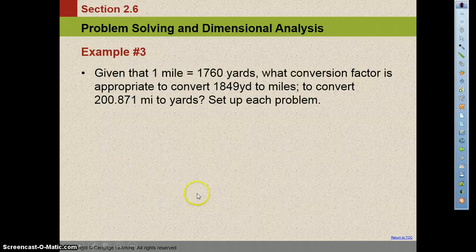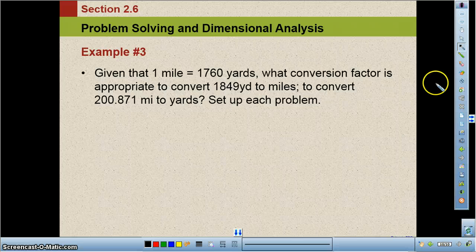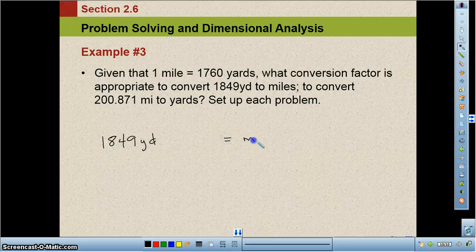Let's look at example 3. This is one of the problems that you have for homework tonight, so let's take special notice of it. It says, given that 1 mile is 1,760 yards, what conversion factor is appropriate to convert 1,849 yards to miles? So the question is, am I going to use 1 mile over 1,760 yards, or will I use 1,760 yards over 1 mile?